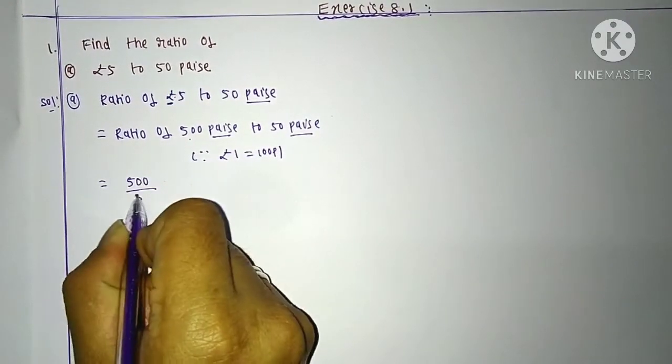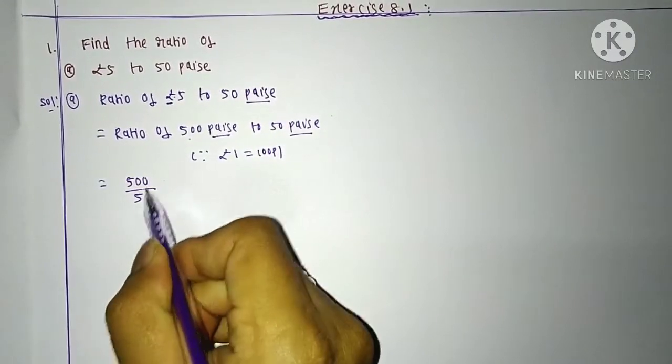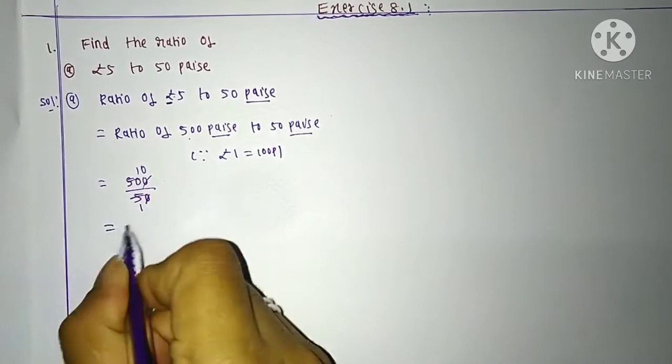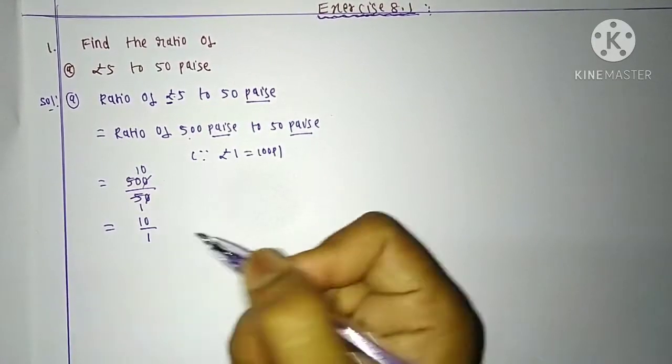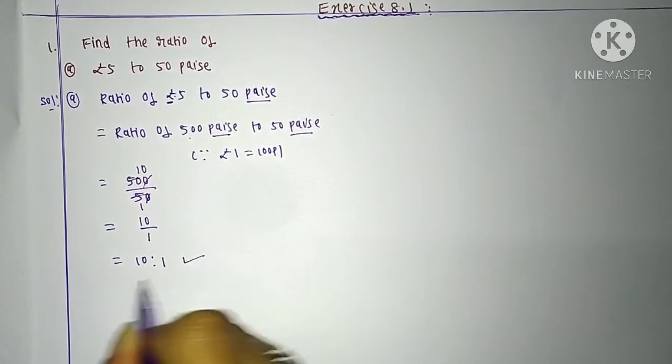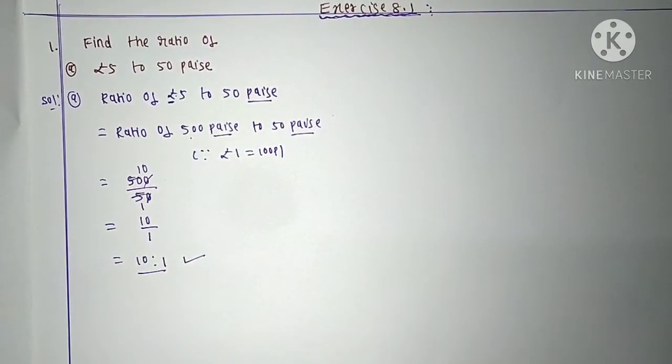500 by 50. See here, this 0 gets cancelled. 5 ones are 5, 5 tens are 50. So what do we get here? We get 10 by 1, which is also equal to 10:1. So this is our required ratio.